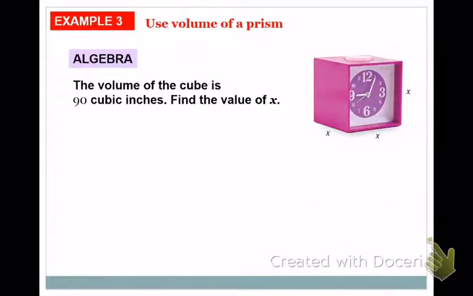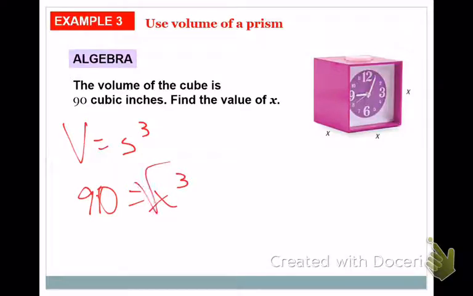Now, we can use volume to kind of work our way backwards to some edge measurements if we need to. For example, this guy, the volume of this alarm clock, which is a cube, is 90 cubic inches. Find the value of x. What's a cube? The way we find the volume of a cube is to cube the side, so s to the third. The volume is 90, and the side length is x.